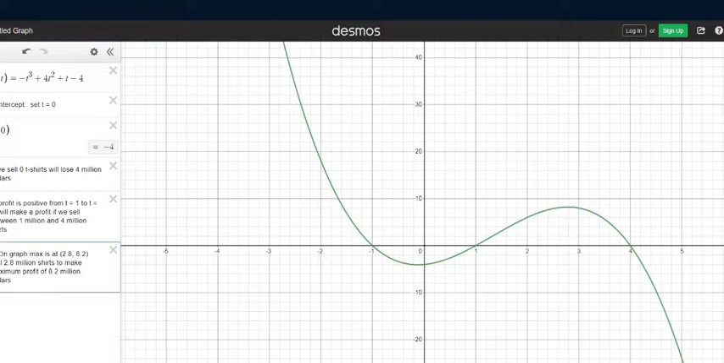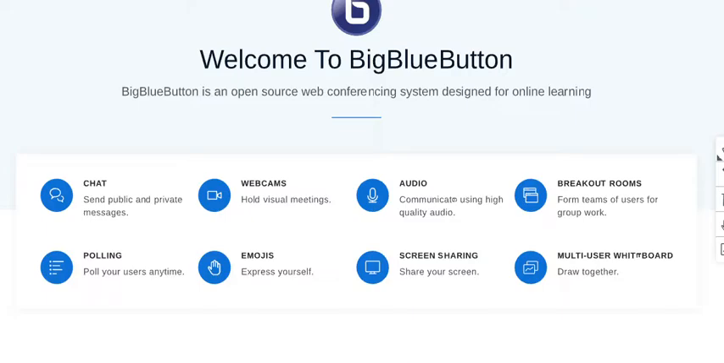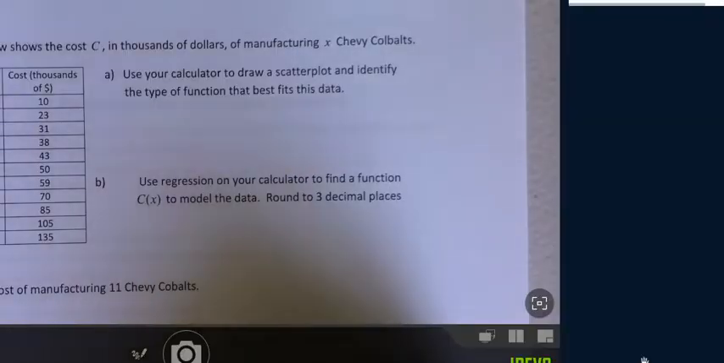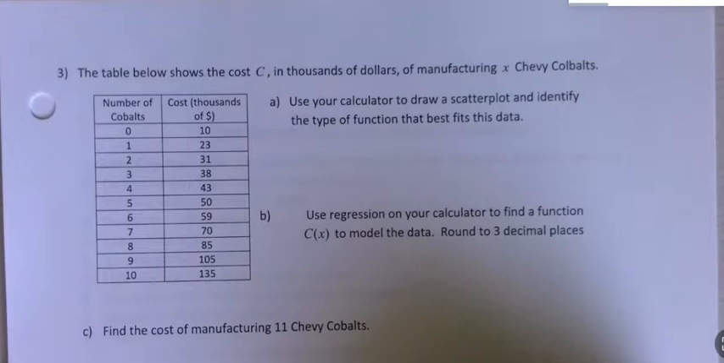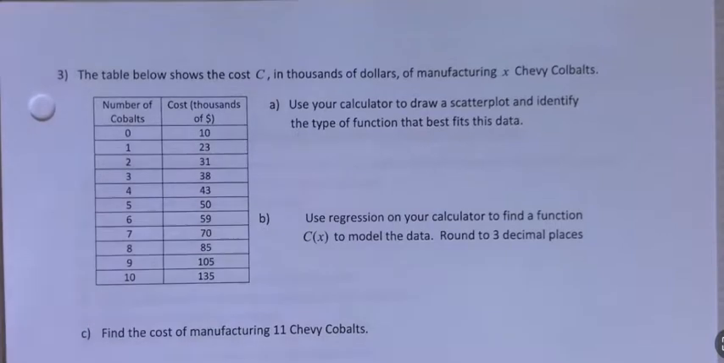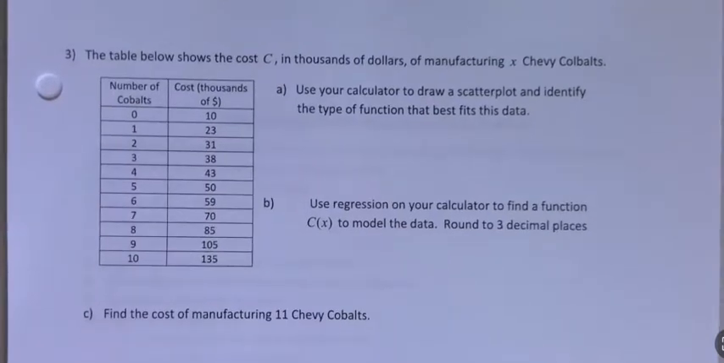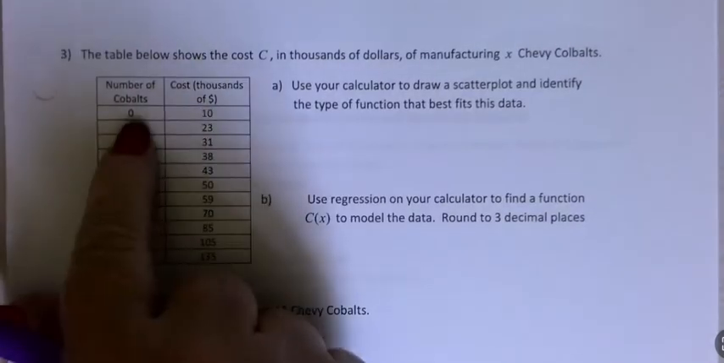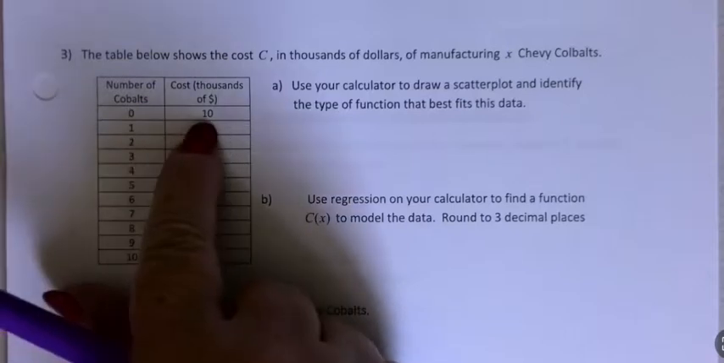All right, my last one, instead of giving us a description or actually telling us the equations, shows us the cost for manufacturing some cars. So let's go back and take a look at that one. This table shows the cost C in thousands of dollars to manufacture x Chevy Cobalts. Just taking a little bit of a look here, if we make no cars, it's going to cost us $10,000.